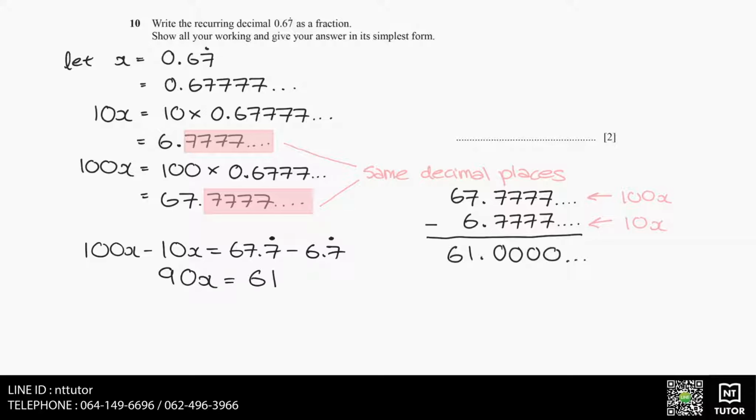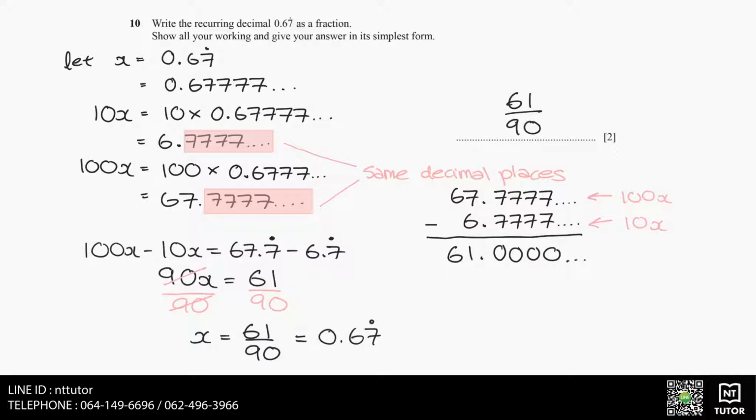exactly 61. And x is equal to 0.67 recurring, which is the number we are trying to write as a fraction. So all we have to do now is make x the subject of the formula by dividing both sides by 90. And by doing that, x equals 61 over 90, and that is 0.67 recurring as a fraction.